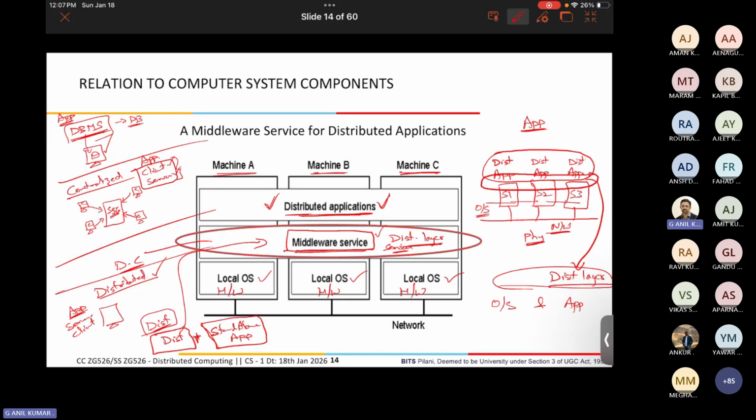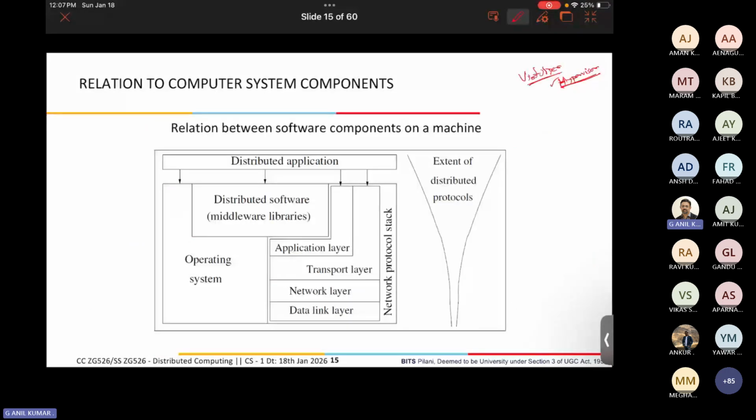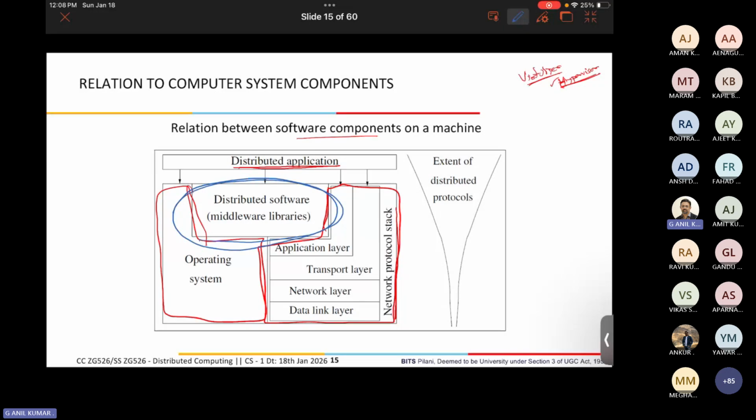Able to make sense? So you look into this, you'll understand. What is the relation between the software components on a machine? You see the distributed application sitting at the top. This is your network protocol stack. This is your network. This is your operating system of the machine. They are both overlapped, or the control on the operating system and the network protocol is on this distributed software, the middleware services, on top of which you have your distributed application running.